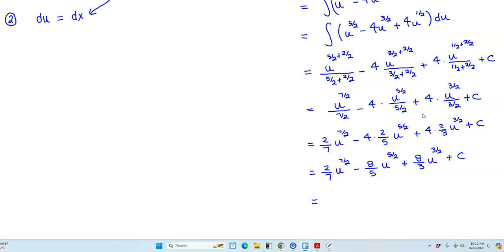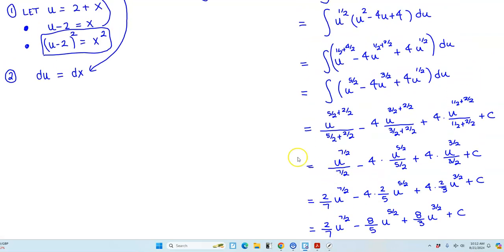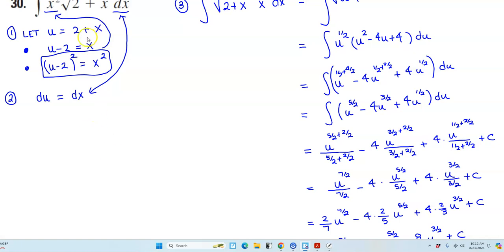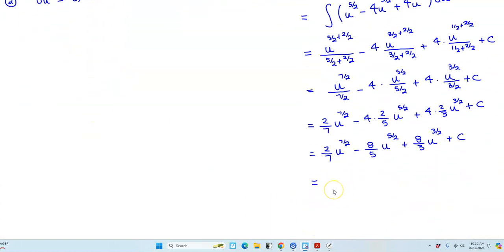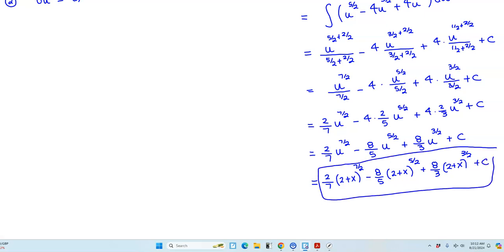And now the last thing we need to do is write down what our u substitution was. And we know that u was 2 plus x. So therefore, this is what's going to be our result. We have 2 over 7 times parentheses 2 plus x to the 7 halves, minus 8 over 5 times 2 plus x to the 5 over 2, plus 8/3 times 2 plus x to the 3 over 2, plus c, and therefore there is our result.